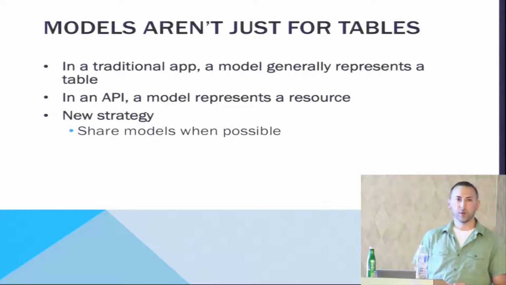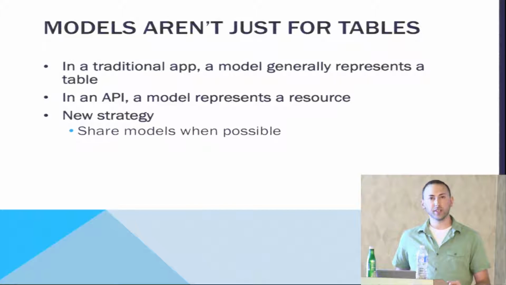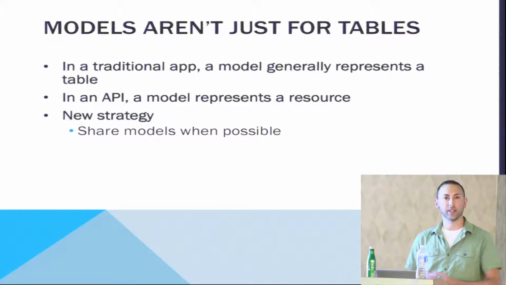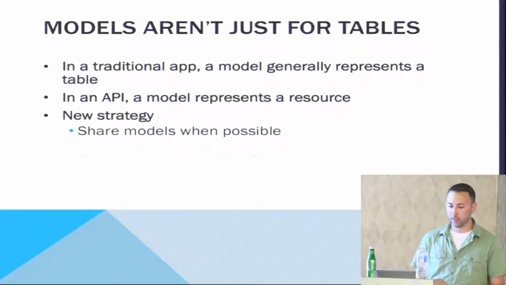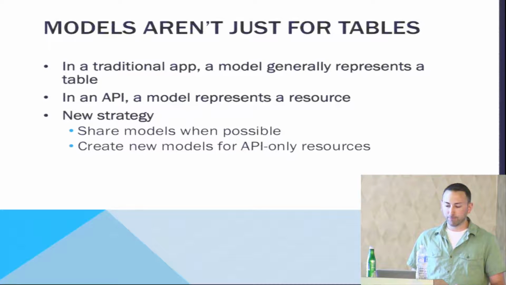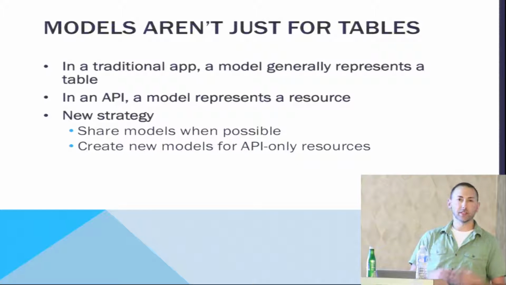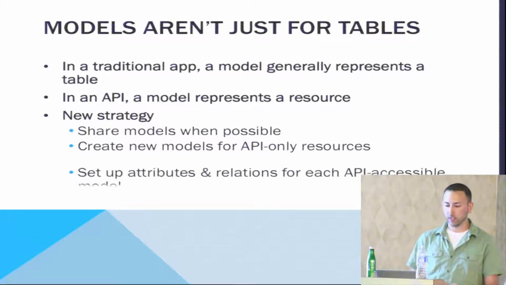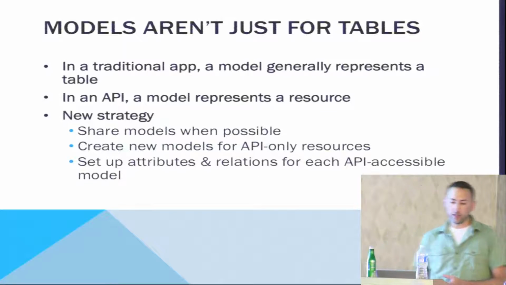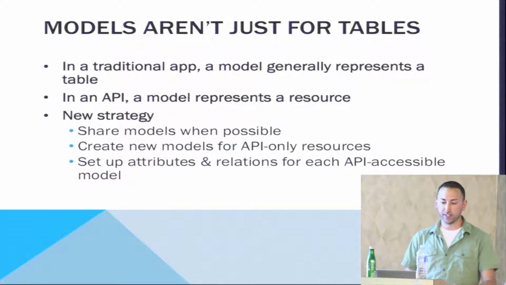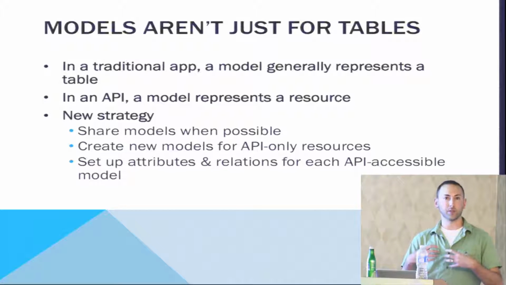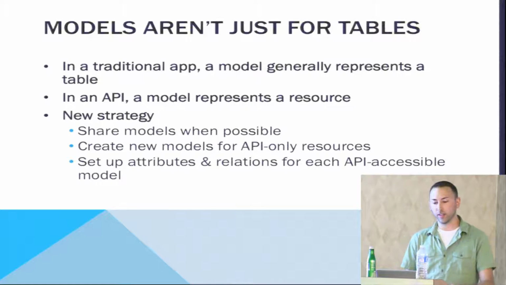The new strategy for us was we share models when possible. So if there is a resource that happens to just map cleanly to a table on the back end, we use the same model to do that back-end logic and the front-end logic because chances are it's very similar. We created brand new models for resources that were only meant to be consumed by a front-end API consumer. And we set up a bunch of attribute and relation configurations on those models, which basically give the API instructions about how those should be served out and how those should be input back in.